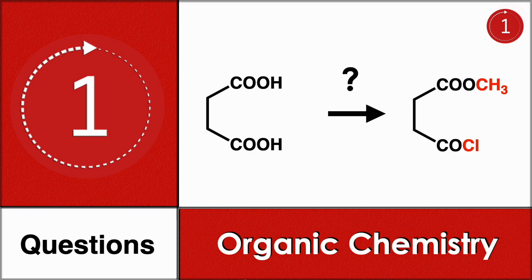Daily one question for you. Here the question is about conversion. You are starting from dicarboxylic acid. You are converting it into acid chloride and ester. You should find the number of steps and reagents involved in that.